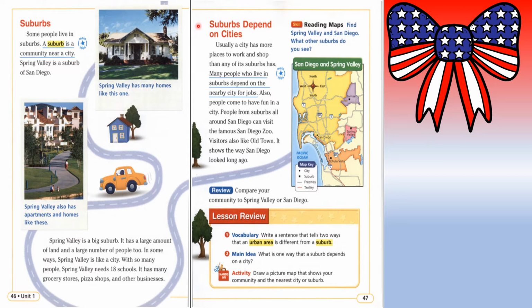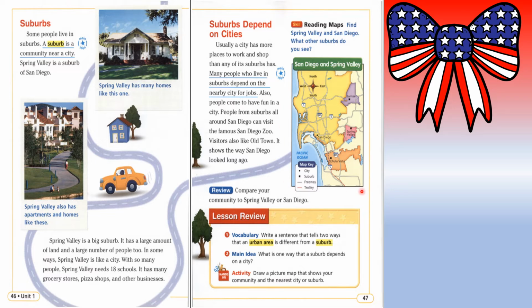Suburbs depend on cities. Usually a city has more places to work and shop than any of its suburbs has. Many people who live in suburbs depend on the nearby city for jobs. Also, people come to have fun in the city. People from suburbs all around San Diego can visit the famous San Diego Zoo. Visitors also like Old Town. It shows the way San Diego looked long ago.